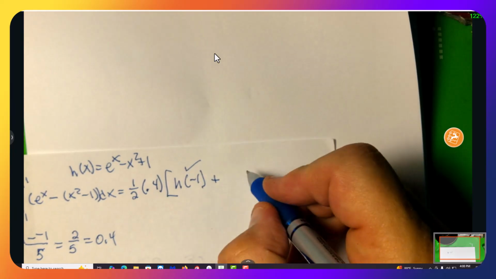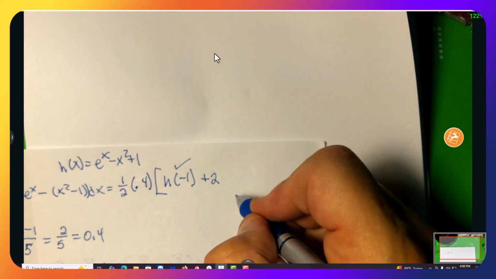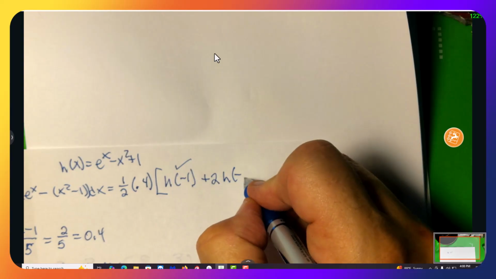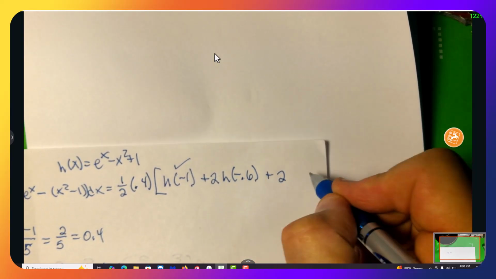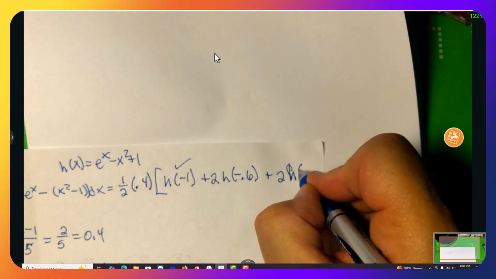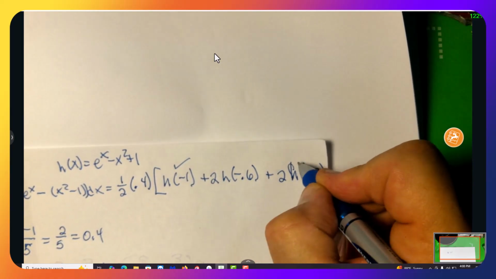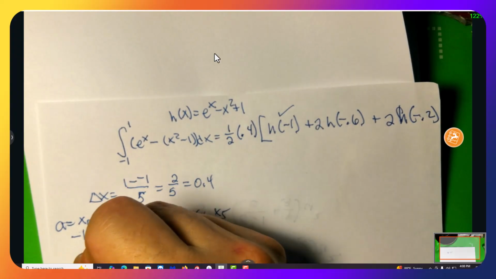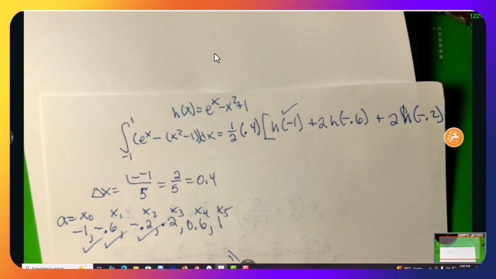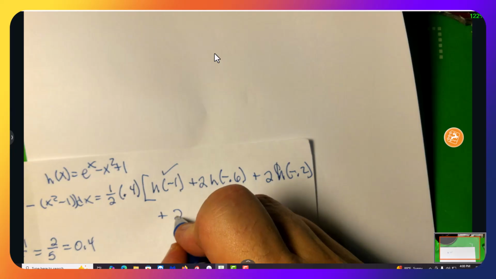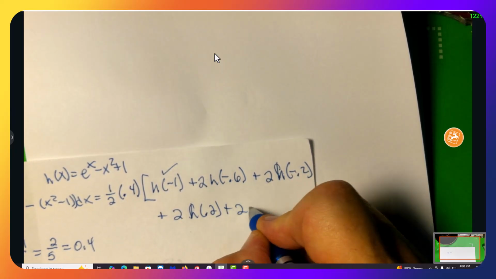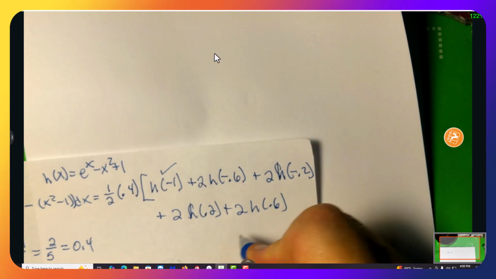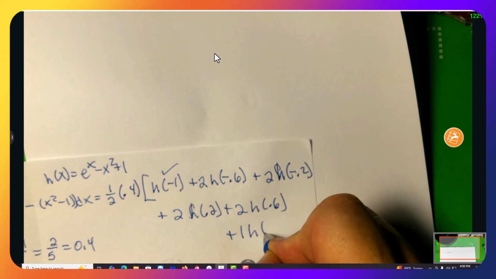Now I go to the next one. I'm going to use 2 of them. And the reason I'm using 2 of them is that height is in 2 trapezoids. Then I go to the next one. That's h of -2/10. And there's 2 of them because that's in 2 trapezoids. And then I'm going to go 2 times h of 2/10 because that's in 2 trapezoids, 2 times h of 6/10, and finally 1 times h of 1.